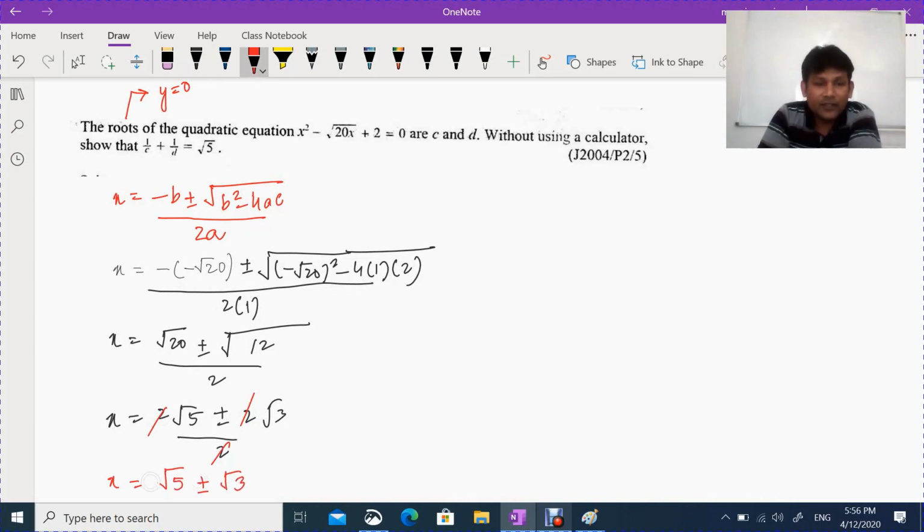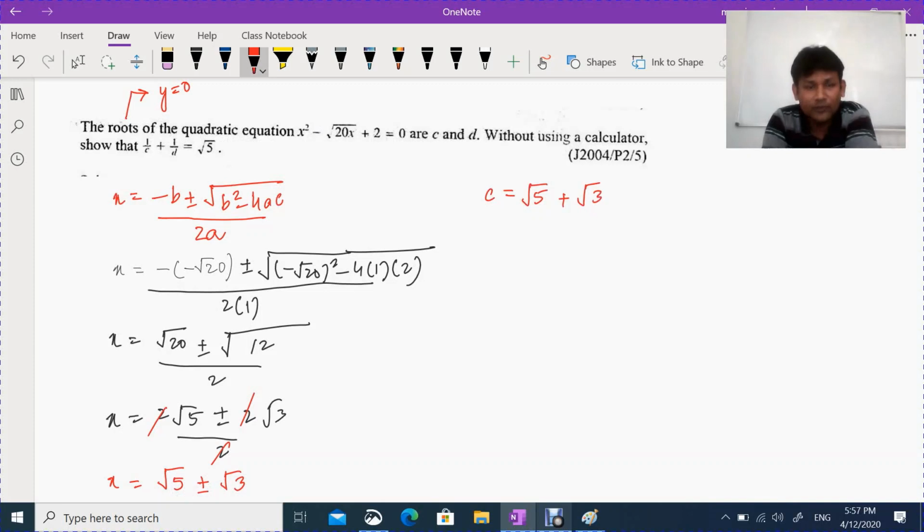Okay, these are the roots. How many roots are there? Plus minus, there are 2 roots. Okay, it is given the roots of the quadratic equation are c and d. Without using a calculator, find the value. Okay, c is under root 5 plus under root 3.